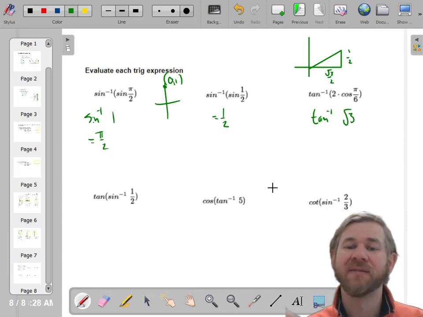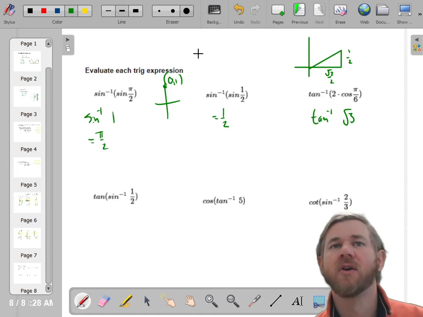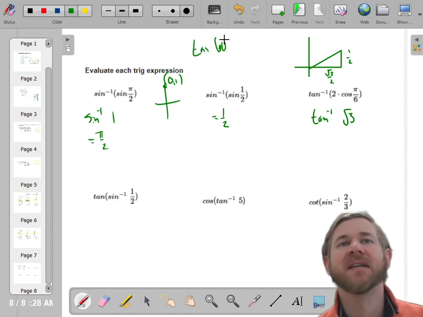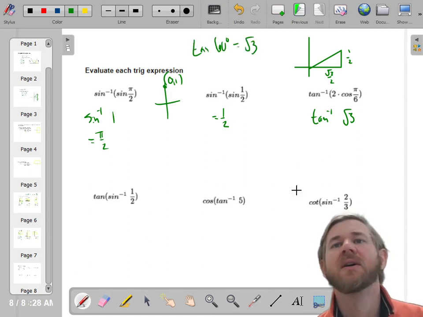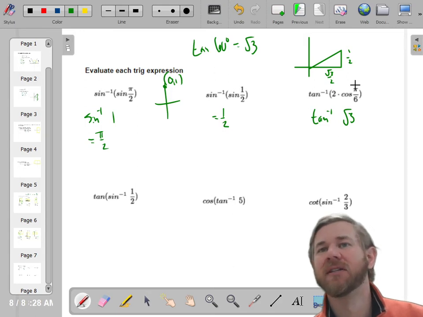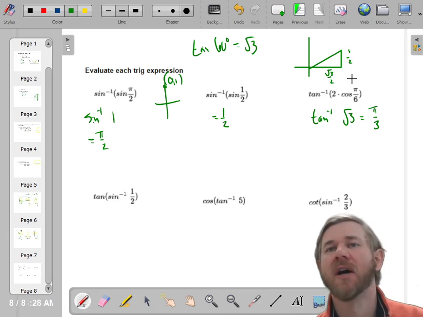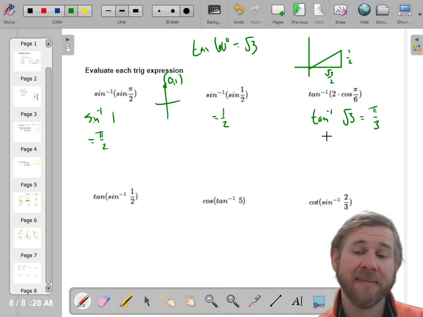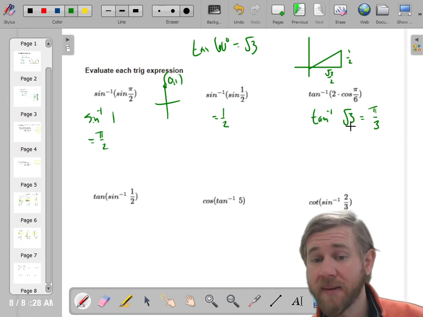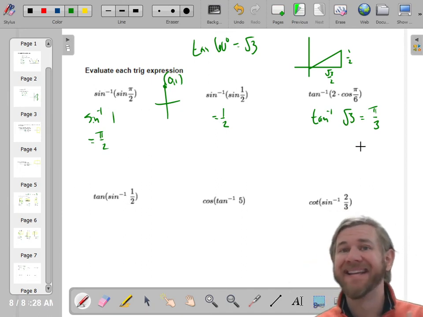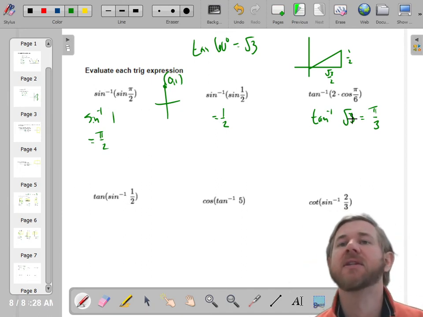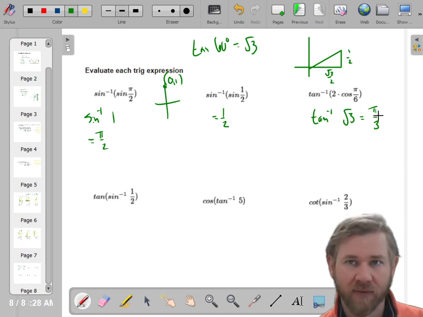So the inverse tangent of radical 3, remember, the tangent of 60 is radical 3. So this is 60 degrees, but if they're using radians, we're going to say pi over 3. So the inverse tangent of 2 times cosine pi over 6 is the same as the inverse tangent of radical 3, which is like saying, where is tangent radical 3? Tangent is radical 3 at pi over 3.